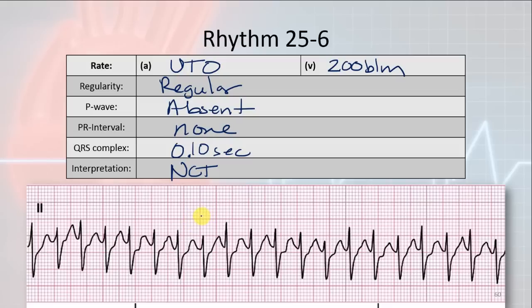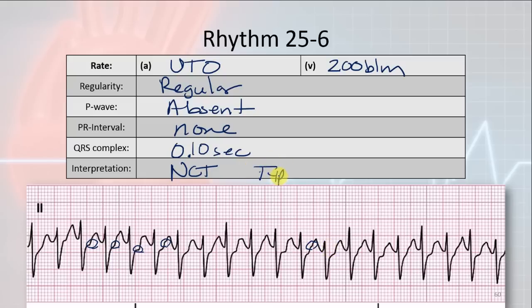What did the book do with this? It's really difficult to tell, but in the book, it was saying that it looks like there are some extra deflections in here. See these little extra deflections? I would be uncomfortable just definitively saying that those are retrograde P waves. The book was saying that these are probably retrograde P waves. If that's the case, let's say that those are retrograde P waves.